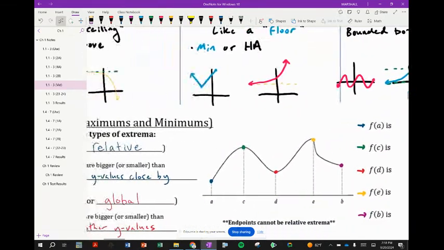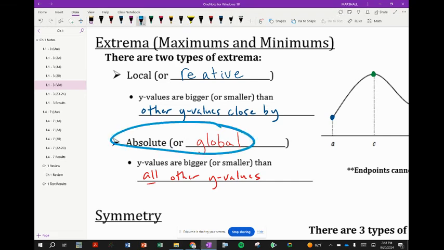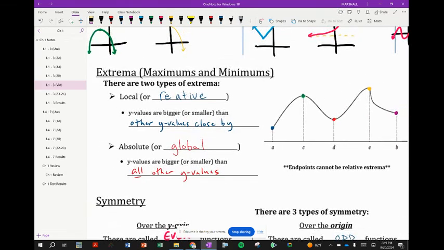So let's talk a little bit more about these minimums and maximums. We lump those together with the word extrema. When we're talking about extrema, there are two types, relative and global, or also known as local or absolute. We use local and relative kind of interchangeably, and we use absolute and global interchangeably. Local or relative are when you have y values that are bigger or smaller than just others that are close by. So, in other words, they'll be either a minimum or maximum just within an area. Absolute and global are the overall maximum or minimum of a graph.